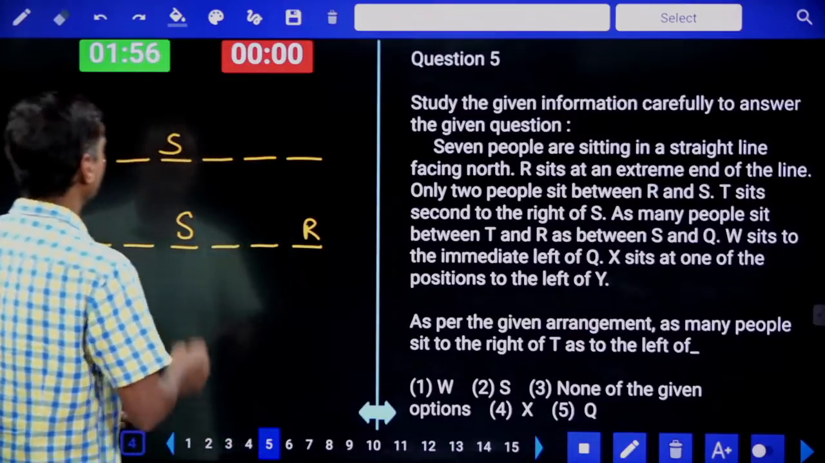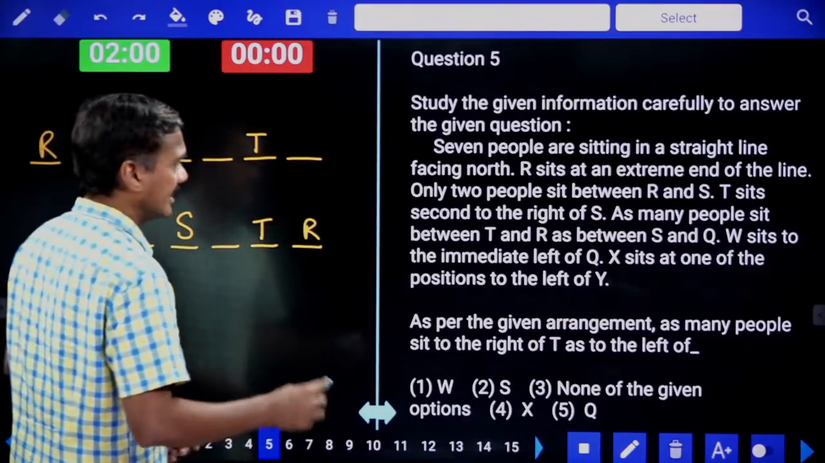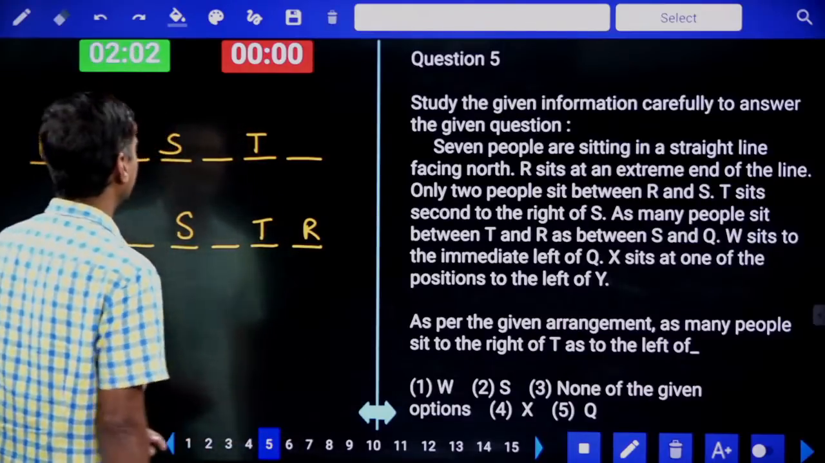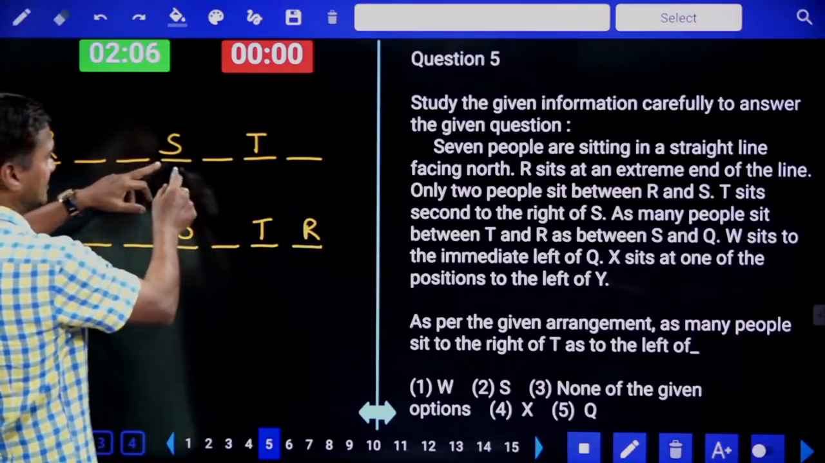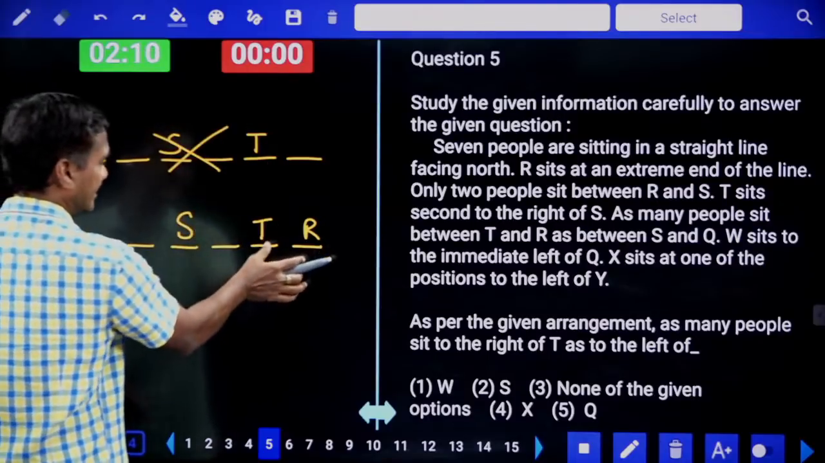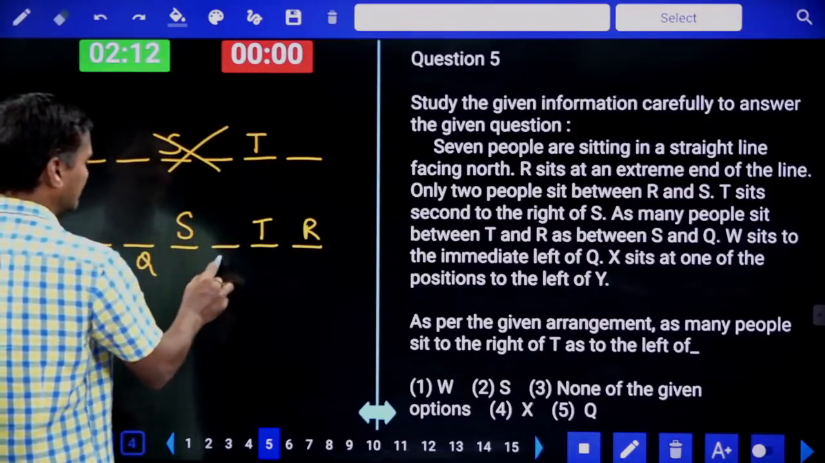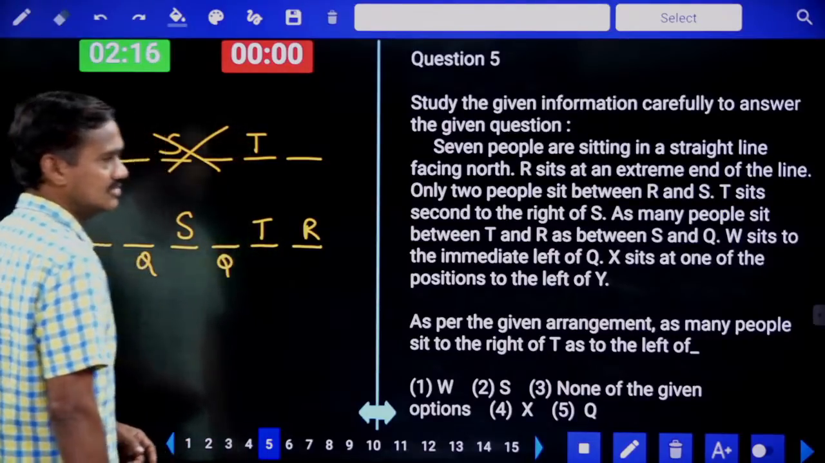T sits second to the right of S, T is here. As many people in between T and R as between S and Q. Now in between T and R there are 4 persons, hence in the first case between S and Q we need to have 4 persons, which is not possible. Here T and R are adjacent, S and Q must be adjacent, hence Q can be at any one of these 2 places. W sits to the immediate left of Q.